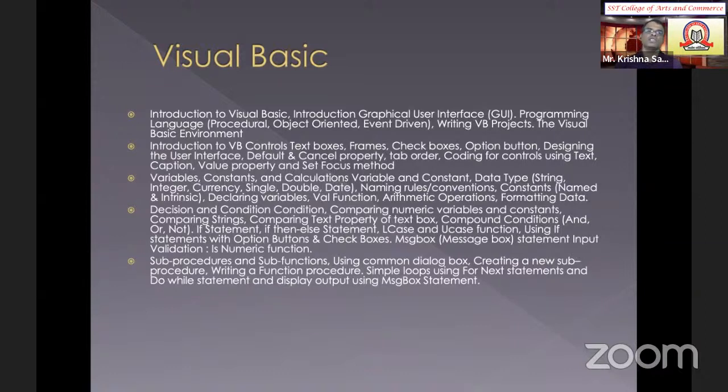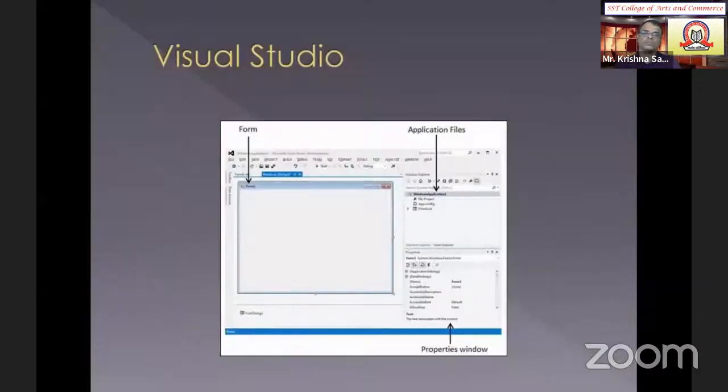Okay. Now, first we will see for doing this Visual Basic, what software, what interface or application we are going to use. So we are going to use Visual Studio, the Microsoft Visual Studio. You have to install that software. When you open it, it basically has these 3 parts. That is your forms, then application files. So you have the application window, and then this is the property window.